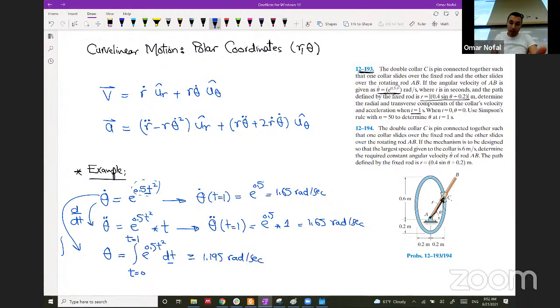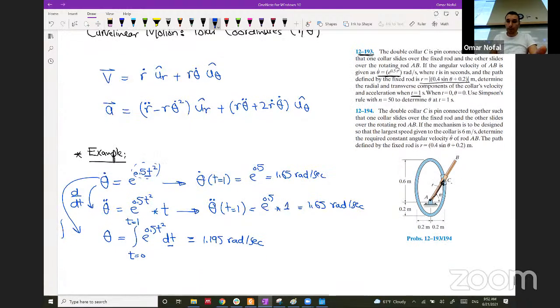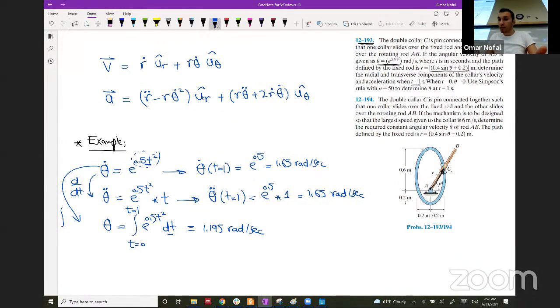So we got theta, theta dot, and theta double dot. Let's do the same with r. We have r is equal to 0.4 sine theta plus 0.2.